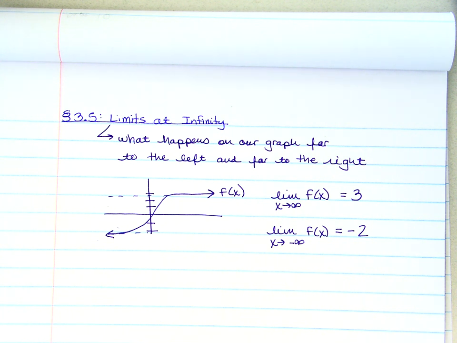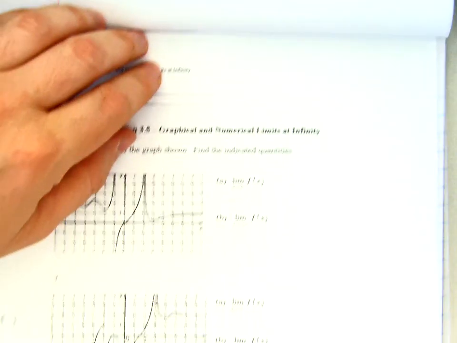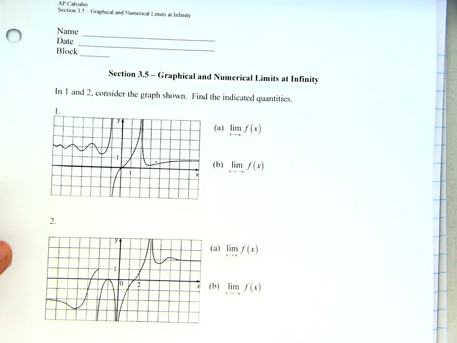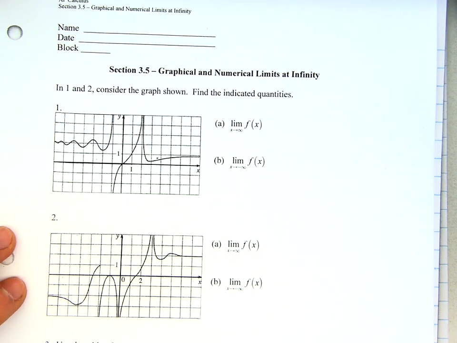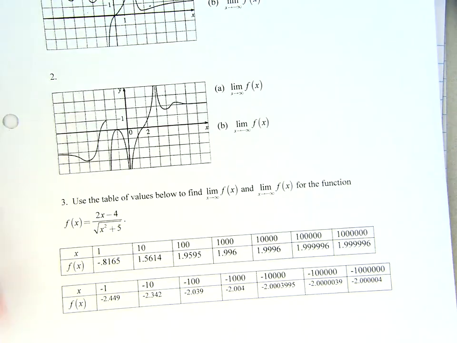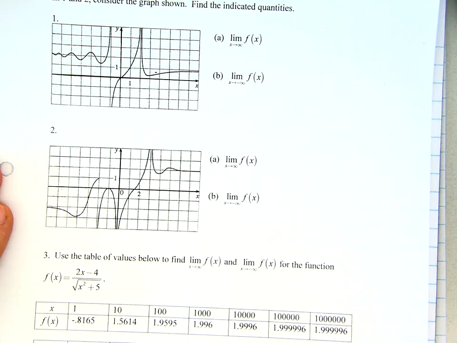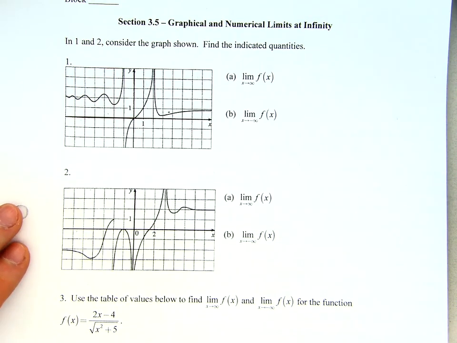Can you please quickly take a look at that handout that I hopefully remembered to give you, the one that says graphical and numerical limits at infinity, and see what you can do with 1 and 2. We haven't talked about the table, but I think you can kind of figure out what's going on with that table of values as well. See what you can do.